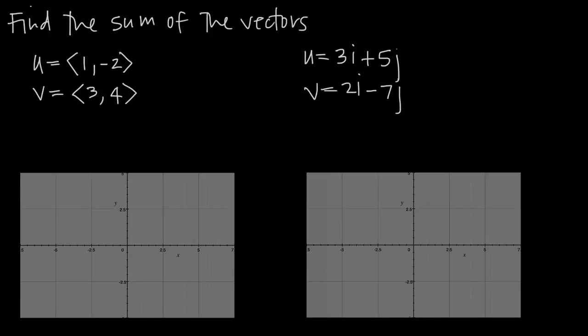In this video, we're talking about how to find the sum of two vectors. We're going to be doing two different examples. In the first problem, we have the vector u is equal to 1, negative 2, and the vector v is equal to 3, 4. So we want to find the sum of these two vectors.